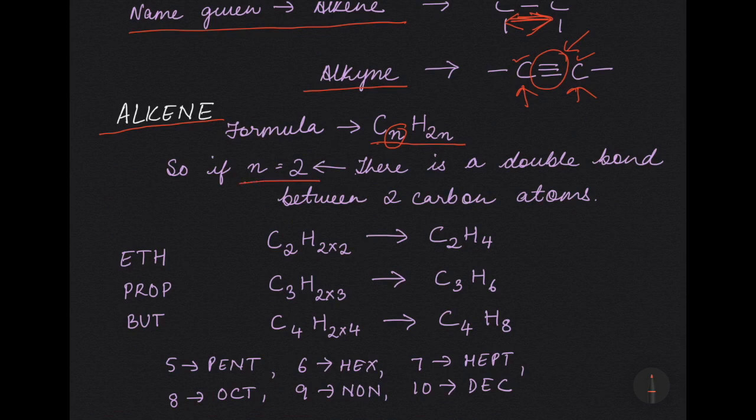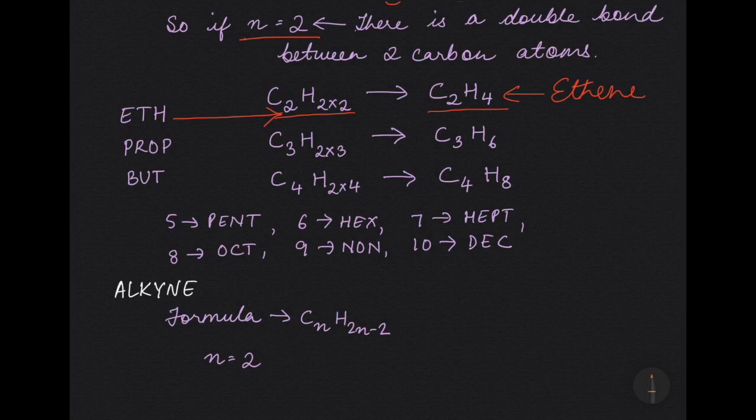So if the number of carbon atoms is 2, taking the general formula, C2H2 into 2, we get C2H4. So if it is 2, remember the term given is eth, and since it is an alkene, it becomes ethene. Similarly, if it is 3 carbon atoms, when we work out, we get C3H6. So it is propene, since it is an alkene. Okay, a double bond between 2 carbon atoms.